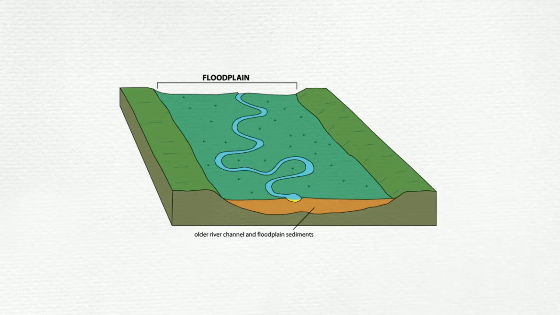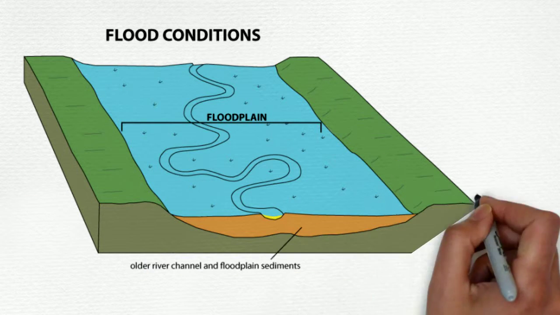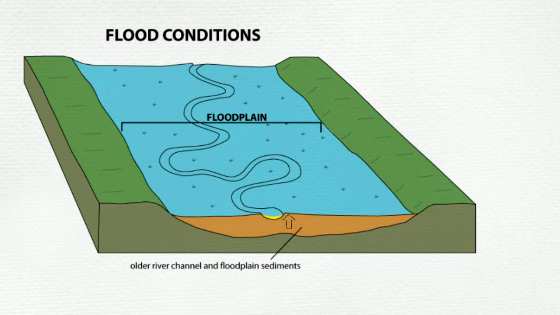What's a floodplain? Well, we call it a plain because it's a wide, flat area of land on either side of a river. And we call it a floodplain because it floods whenever the water level of the river breaches its banks.